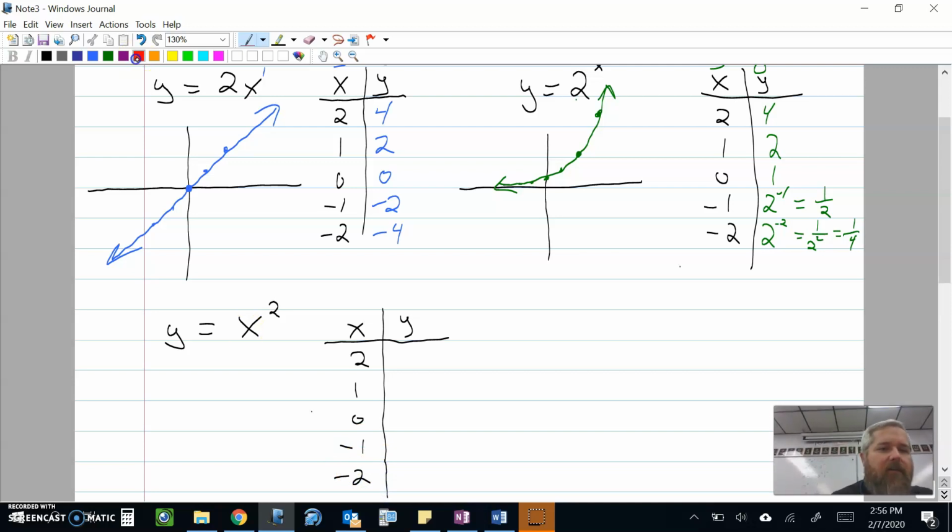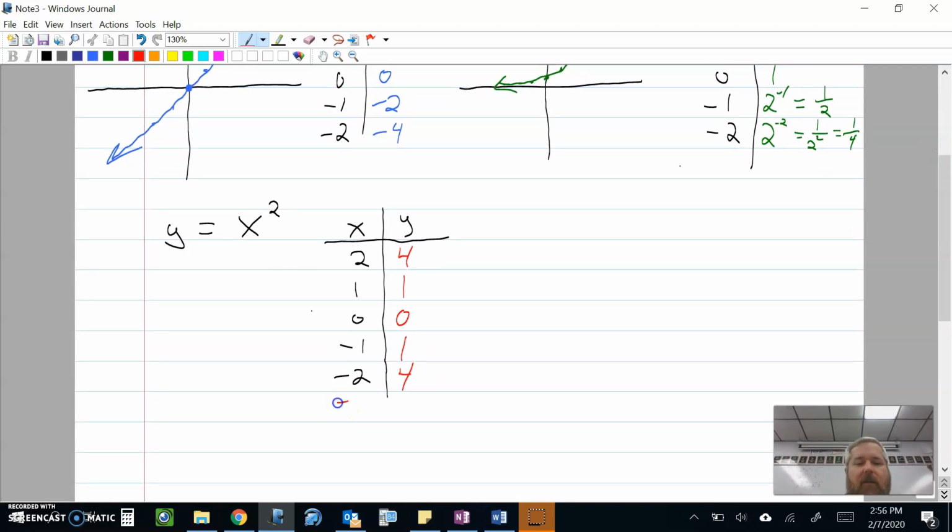What is 2 squared? That would be 4. 1 squared would be 1. What's 0 squared? 0. All right, careful here now. What is negative 1 squared? Well, negative 1 squared means negative 1 times negative 1. Negative times negative is positive 1. And negative 2 squared would be positive 4 again. Just for fun, what would negative 3 be? What is negative 3 squared? Hope you all got that it's 9, yeah?